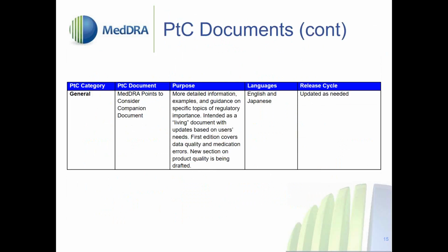Now, regarding the Points to Consider companion document, as we mentioned, this has more detailed information. It has numerous more examples, and it is updated as needed. It's composed of topics of importance based on user needs. And based on the user needs, we're working on the new product quality section, which is still in draft form.